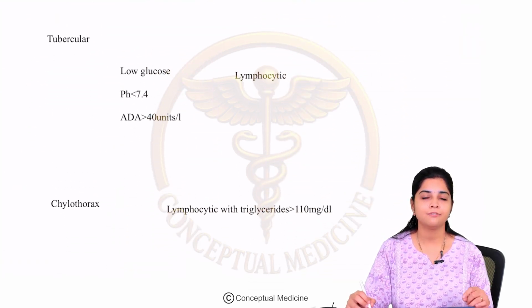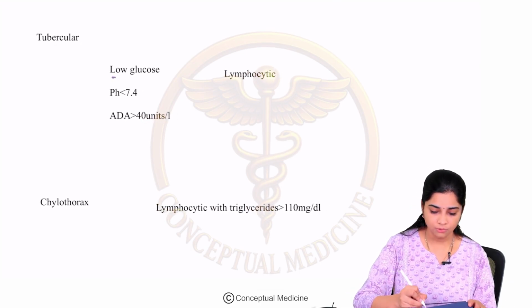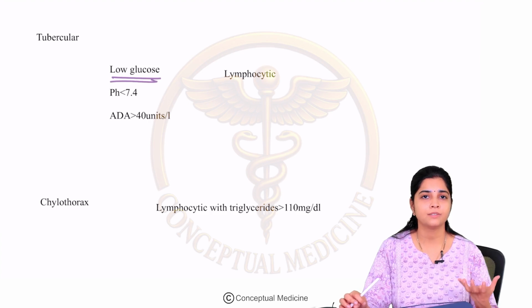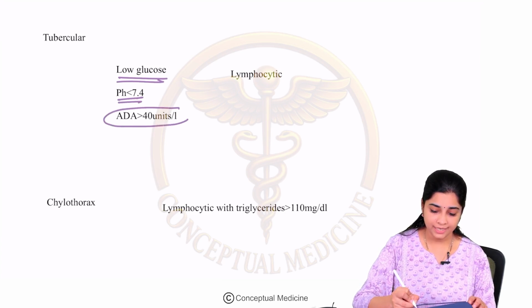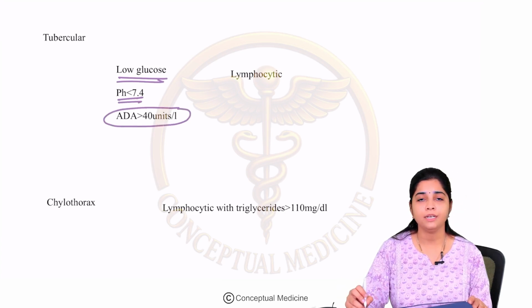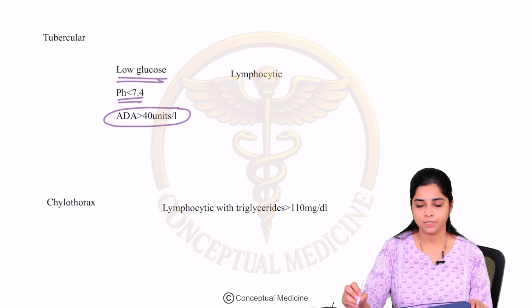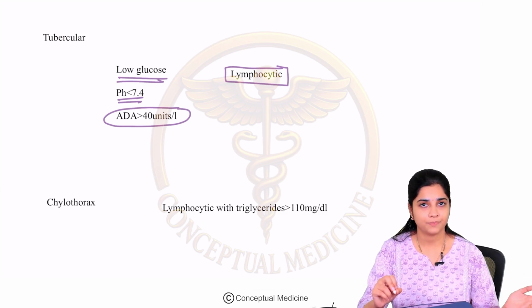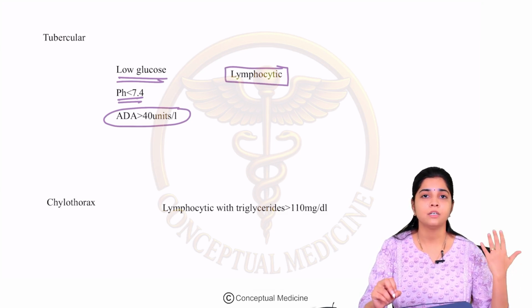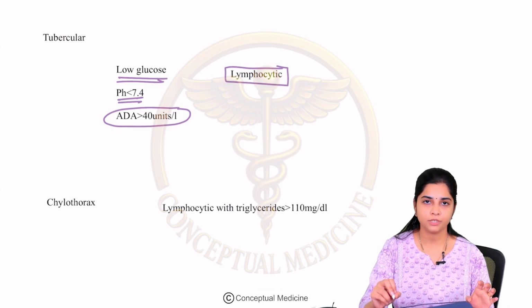Then, how will you identify a tubercular effusion based on your pleural fluid analysis? Again, this has a low glucose because the tubercular bacteria is going to consume the glucose for its metabolism. The pH is less than 7.4 and we have ADA levels more than 40, right? Most often it may not be very specific. This can be seen in malignant effusions as well, but here it is predominantly ADA more than 40 and it is a lymphocytic effusion, unlike your bacterial or parapneumonic effusions where they are neutrophilic in nature. So this is a predominantly lymphocytic effusion in your tubercular effusions.